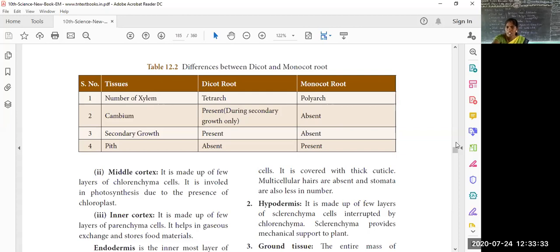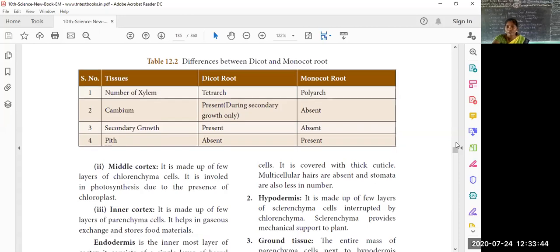Photo means light, synthesis means production. So in the presence of light, the plant produces food materials. Okay, so photosynthesis occurs due to the presence of chloroplast. If the plant has chloroplast, chloro means colored, so chloroplast is a green colored pigment which is present in the leaves. Okay, these portions are held for the process of photosynthesis.